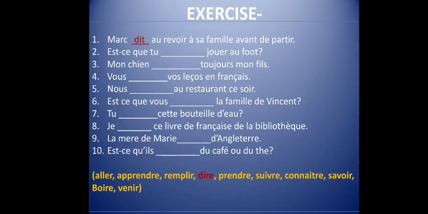So let's read the second point. Est-ce que tu dash jouer au foot? Meaning, do you dash play football? So you can choose the verb from the bottom. Try and see which verb will suit here. Conjugate it and then write the answer. Third sentence. Mon chien dash toujours mon fils. My dog dash always my son.